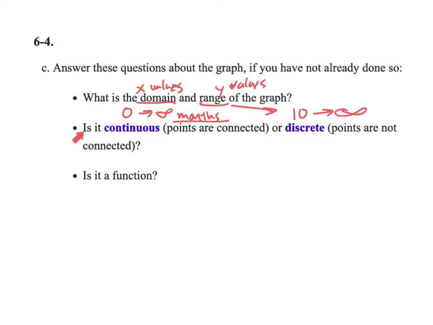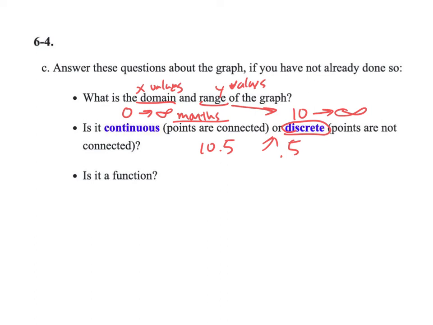So our next question says this: is it continuous? Meaning, are the points connected, or is it discrete? Are the points not connected? In this one, we've got a discrete graph, and the reason they're not connected is because if they were connected, then in theory, you'd be able to have something like 10.5 rabbits. Well, that doesn't make any sense, to have half of a rabbit. I guess if it's partially born or partially growing or something like that, but it doesn't really make sense. So this is a discrete graph, meaning the points are not connected.